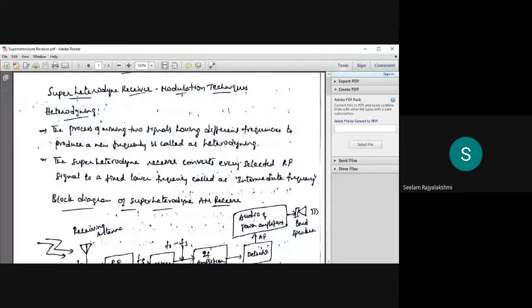Let us see the SuperHeterodyne Receiver. This SuperHeterodyne Receiver is one of the modulation techniques. And here, what is heterodyne?